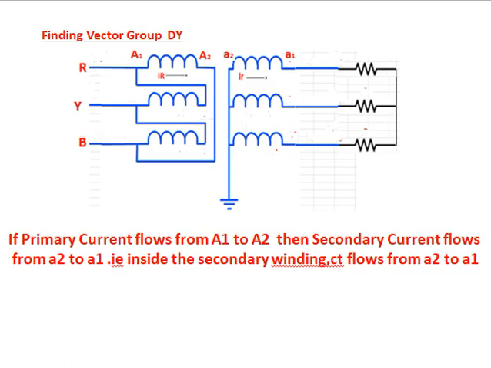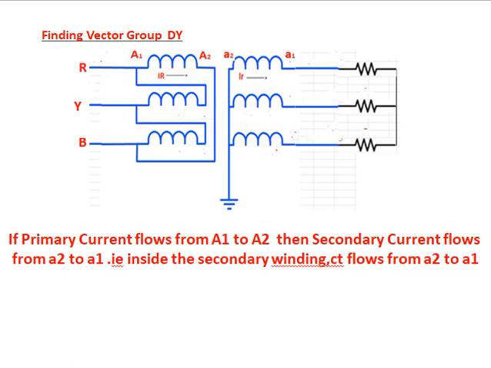Finding the vector group of a delta-star transformer. Here R, Y, B are connected to the source. Source voltages are coming to the transformer. Capital A1 and A2 are the delta side terminals. They are the HV side voltage terminals. Small letter A2, A1 are the LV side voltage terminals.